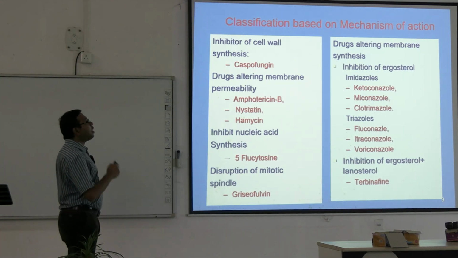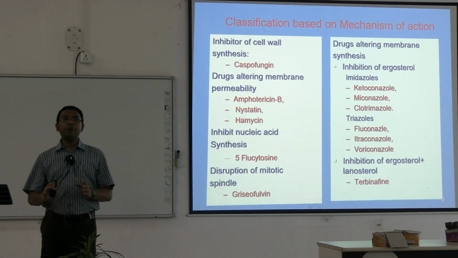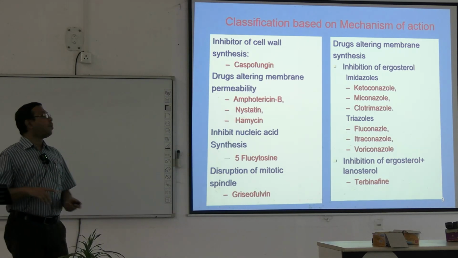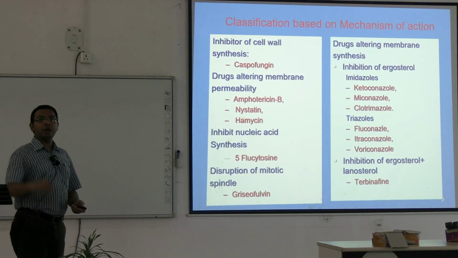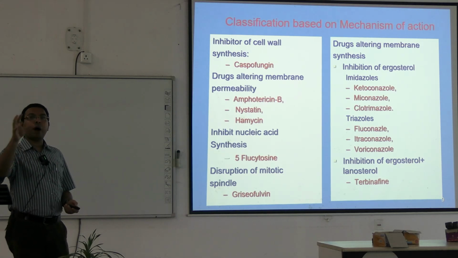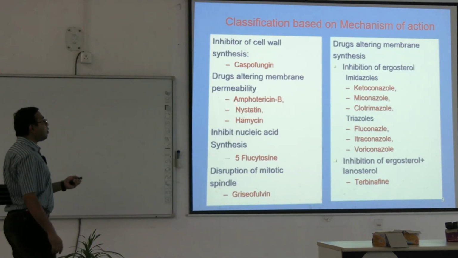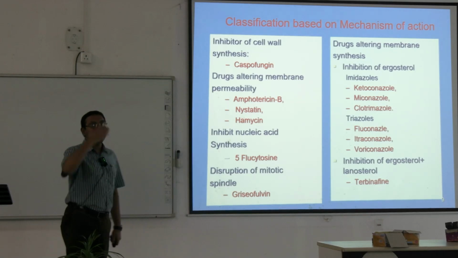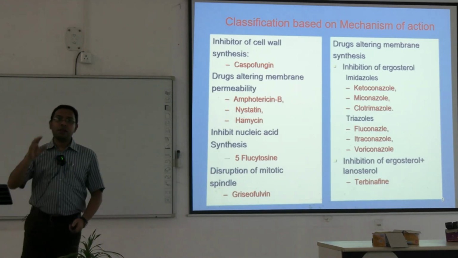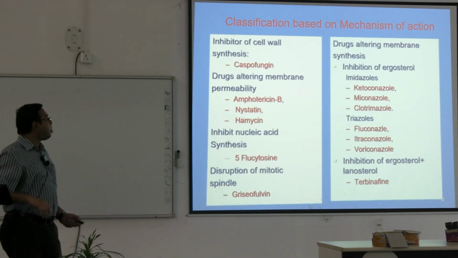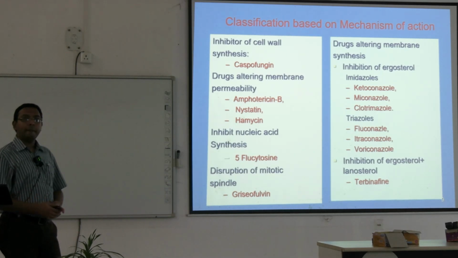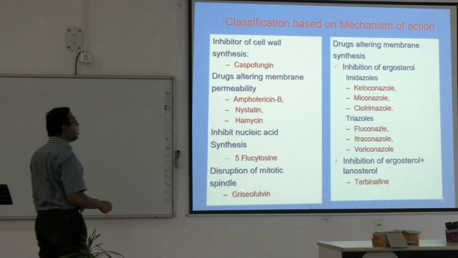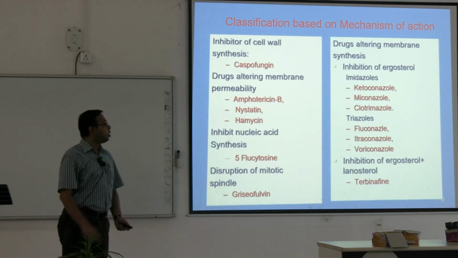For example, inhibitors of cell wall synthesis can be done by Echinocandins. An example is Caspofungin. Drugs that alter membrane permeability, that is, the permeability of the fungal cell membrane is changed, is caused by Amphotericin B, Nystatin, Hamycin. So this mainly acts on the cell membrane of the fungus. 5-Flucytosine inhibits nucleic acid synthesis, and disruption of the mitotic spindle is done by Griseofulvin.